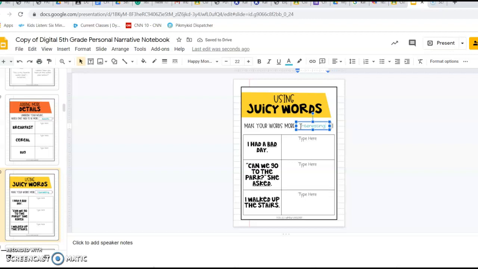So we're going to work on making our words more interesting. So my first example is I had a bad day. The word bad is underlined. I want you to think about some different words that you may use instead of the word bad, like horrible is one example.